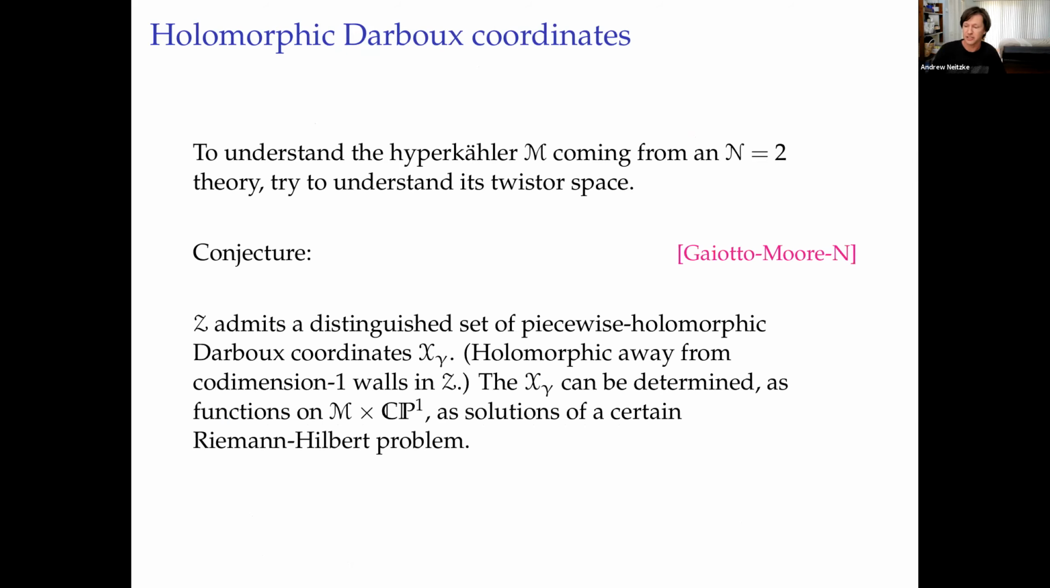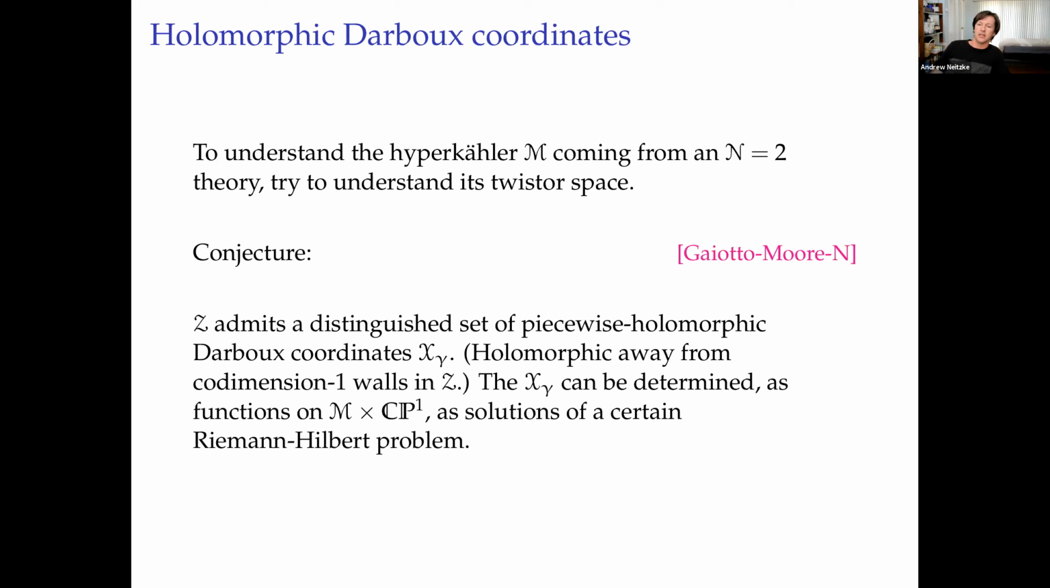Okay, and so now here's the conjecture. The conjecture is that the twistor space is not just a complex manifold, but actually admits some very distinguished set of coordinates, a piecewise holomorphic Darboux coordinate system. The piecewise holomorphic is kind of a funny thing. So the picture is, one way to think of it is that you have a kind of wall and chamber decomposition inside of the twistor space. And in each chamber, you have a distinguished holomorphic coordinate system. And then this holomorphic coordinate system jumps by some symplectic transformation when you cross from one chamber to another.